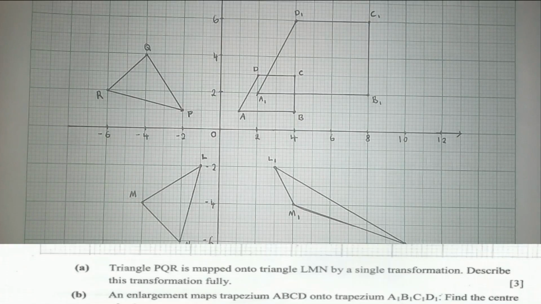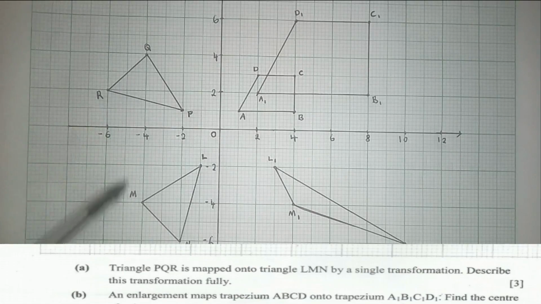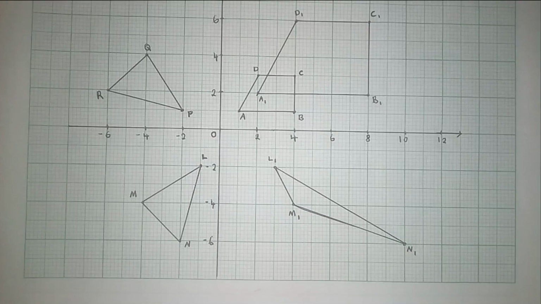Question A says triangle PQR is mapped onto triangle LMN by a single transformation. Describe this transformation fully. So if you can see nicely, the way it looks, this is rotation.